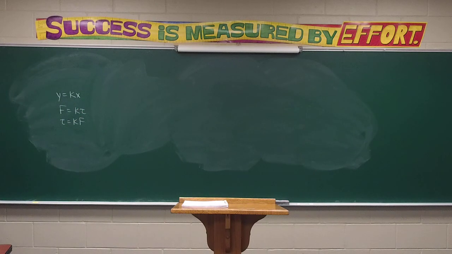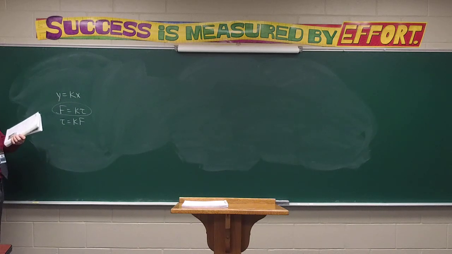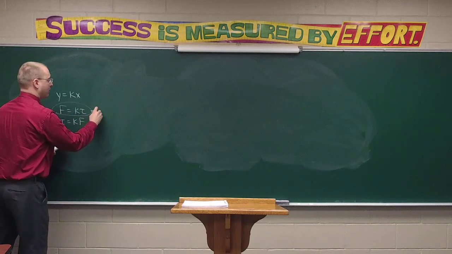And I'm going to let Kendall pick. Do you want the first version or the second version? First one. So we'll go with F equals K tau. All right, so we're going to take the numbers that they give us here. It says the torque of a wrench is 9 Newton meters when the force on the wrench is 27 newtons. So let's plug those numbers in. Tell me what this looks like now.